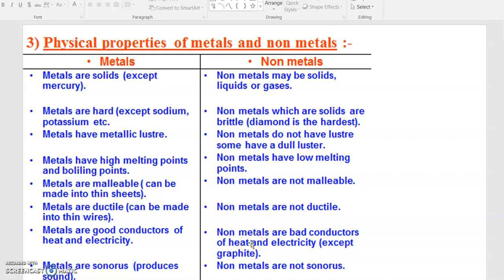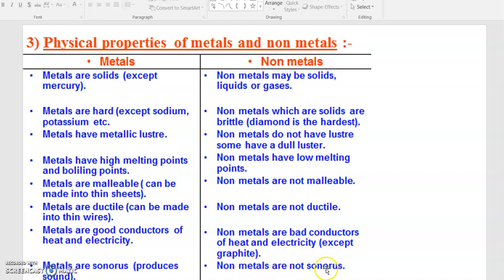And then the next one, non-metals are bad conductors of heat and electricity. They do not allow electricity and heat to pass through them. Remember, we said they are insulators. They can be used to protect what is inside. Okay, and because they do not allow heat and electricity to pass through them, you can actually hold the handle of your pan without getting burnt.